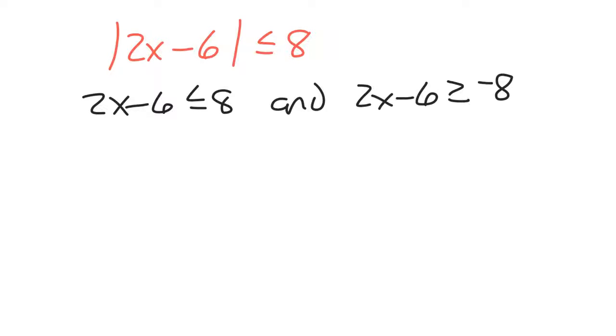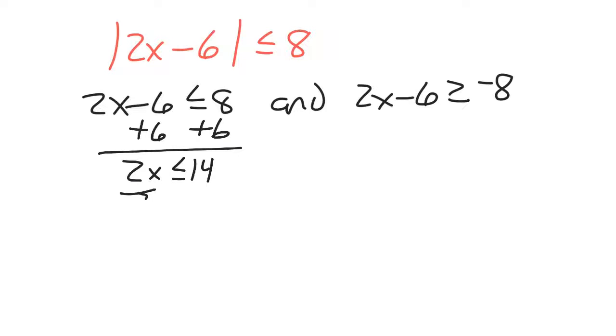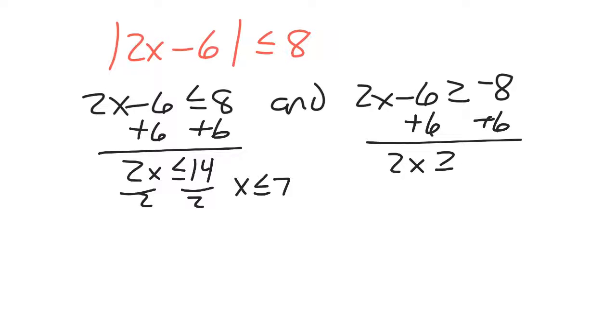So when you change the ending, it's more than just the number. You have to also change the symbol of inequality on the second one. Okay, and now we will just solve both of these. We will add 6. We will get 2x is less than or equal to 14. We'll divide by 2. We'll get x is less than or equal to 7. Over here on this one, we'll add 6. We'll get 2x is greater than or equal to negative 2. We'll divide by 2. We'll get x is greater than or equal to negative 1.